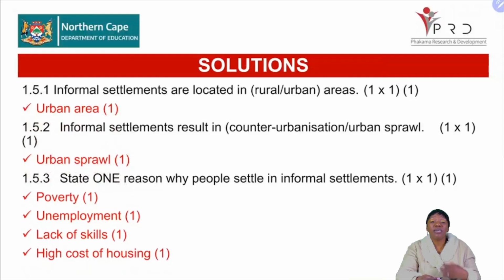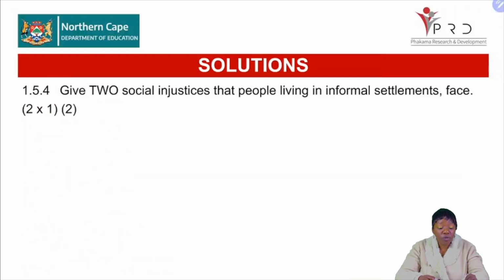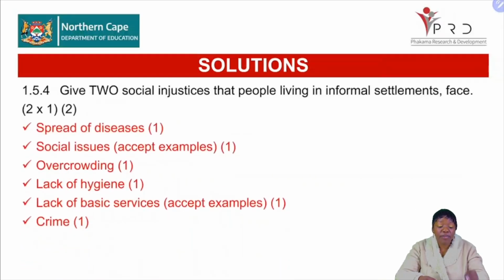You find someone is working, but still he or she is residing or settling in the informal settlement because of the low income he or she is receiving. Then you're supposed to give 2 social injustices that the people in the informal settlement are faced with.